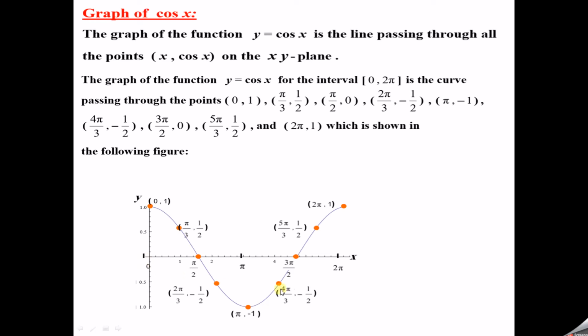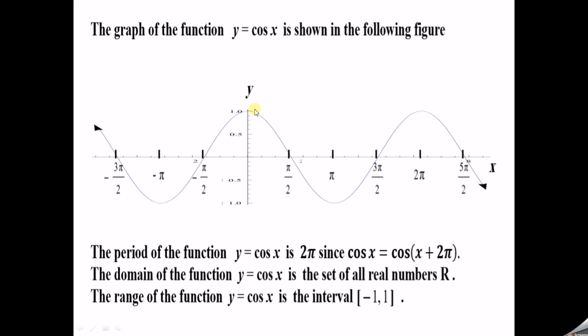It is drawn between 0 and 2 pi only, because after 2 pi length, the same curve will be repeated. You can see in the next slide, here, we have cosine 0 is 1, up to 2 pi length we have drawn. After 2 pi length, the same graph will be repeated on either side, because it is periodic with period 2 pi length. After 2 pi, the same values of cosine will be repeated.